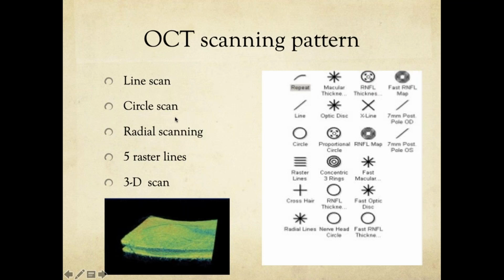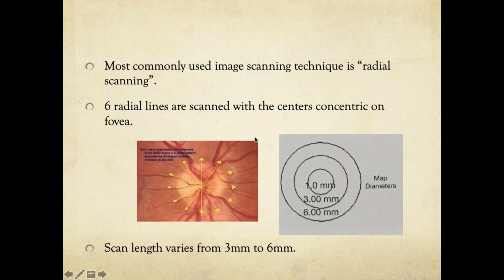Also, a circle scan is mostly used in optic discs. Even radial scanning is done in optic discs, while the others are mostly performed in the analysis of the macula. So you see, there are the circle scans and there are the radial scans. The number of scans can vary from 3 to 6. It just depends upon the machine. These are all technical stuffs.